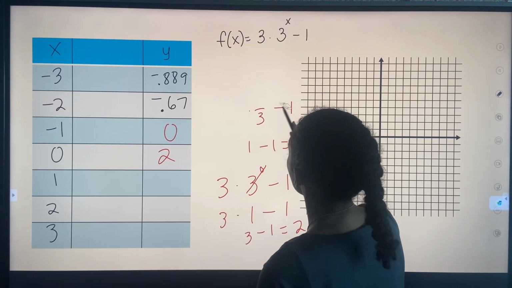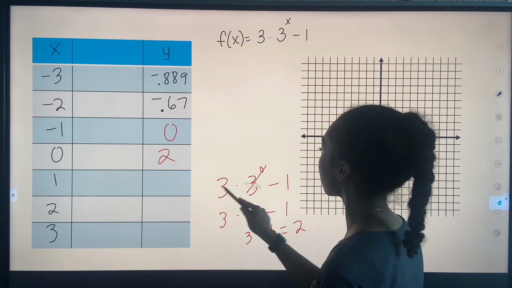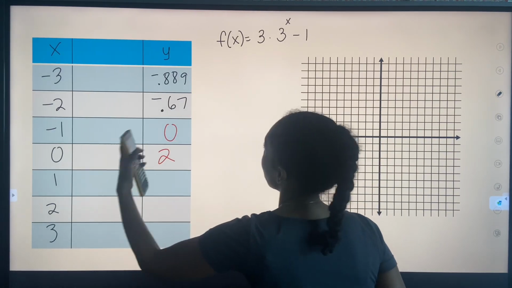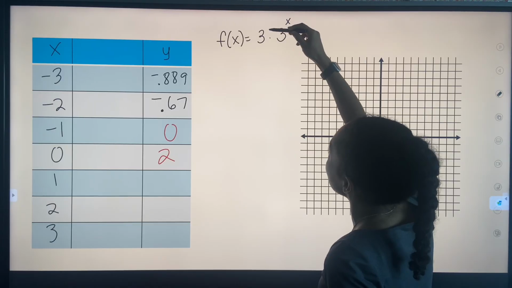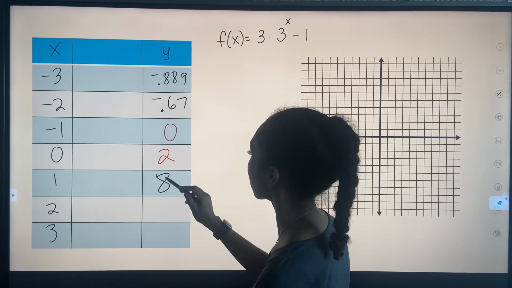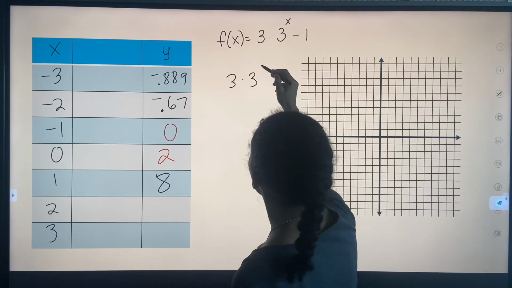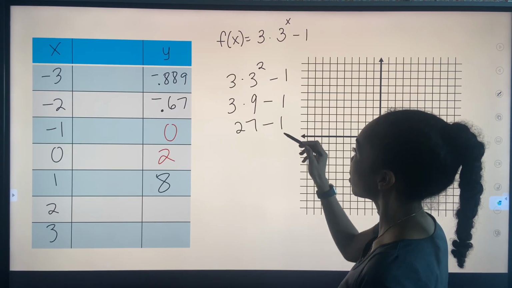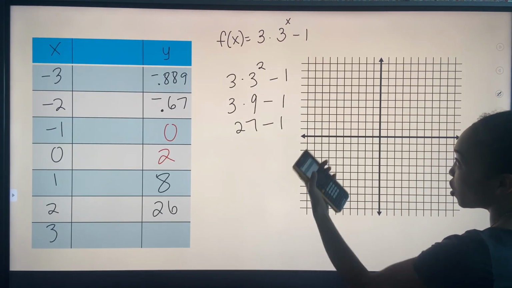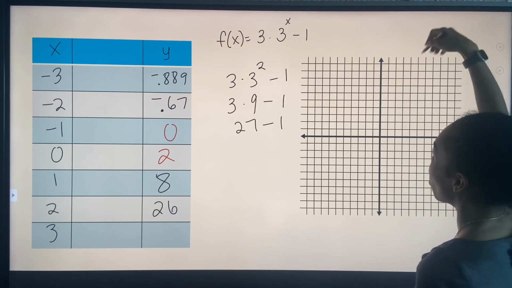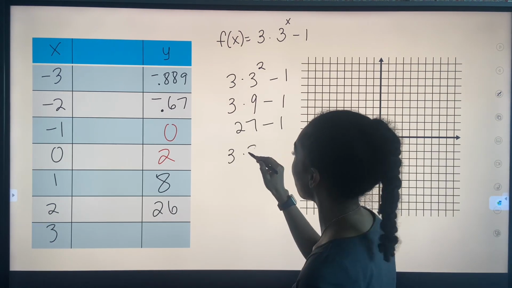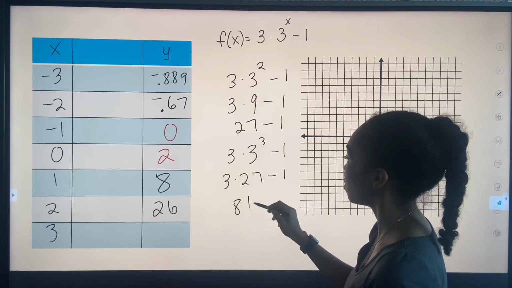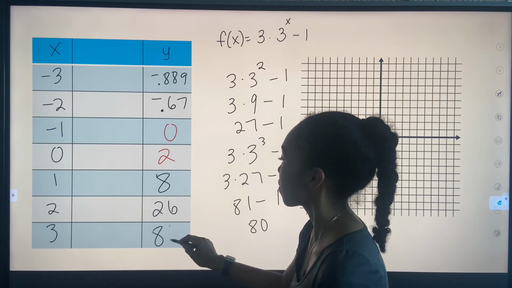Once you get to the positives, it's much easier. You don't have to do the reciprocal. Okay, next. The exponent is 1. 3 to the power of 1 is 3. Times 3 is 9. Minus 1 is 8. Next, you have the exponent is squared. 3 squared is 9. 3 times 9 is 27. Minus 1 is 26. Okay, this is starting to go off of the page. So it's growing exponentially. 3 times 3 to the power of 3 minus 1. That's 3 times 27. 3 times 27 is 81. Minus 1 is 80. All right, so we have our table.